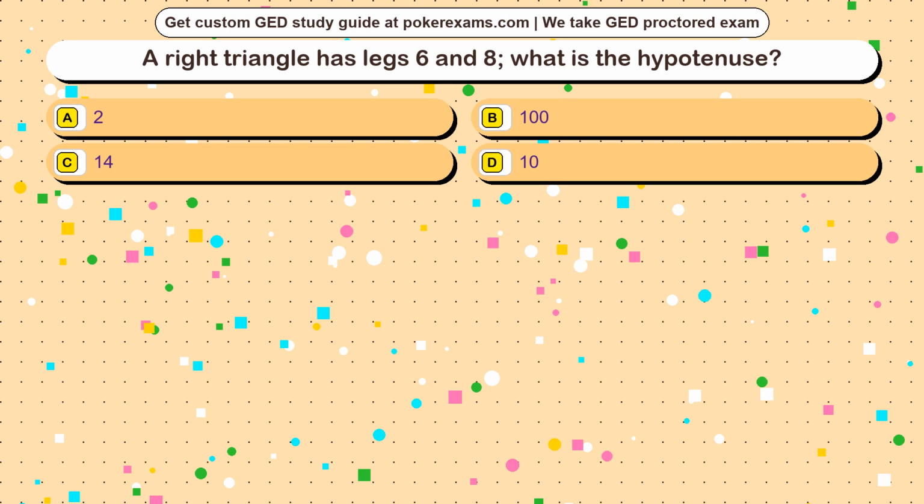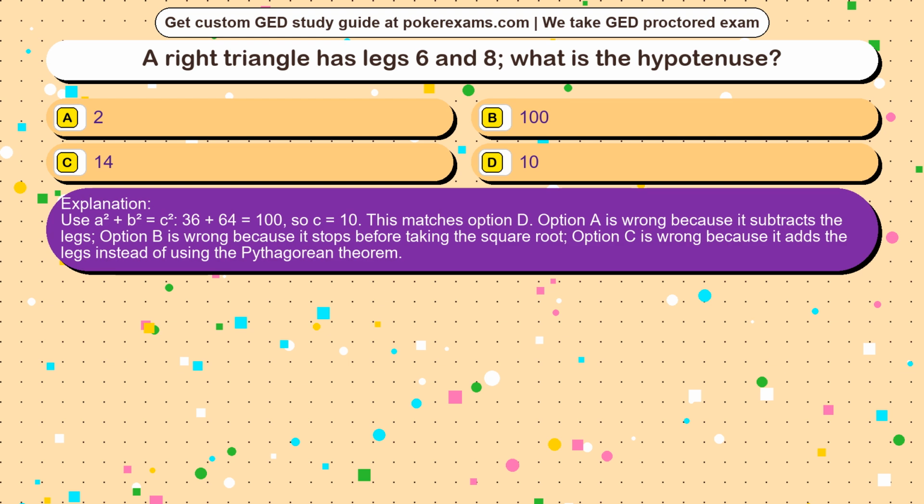The correct answer is option D. Use a squared plus b squared equals c squared. 36 plus 64 equals 100, so c equals 10. This matches option D. Option A is wrong because it subtracts the legs. Option B is wrong because it stops before taking the square root. Option C is wrong because it adds the legs instead of using the Pythagorean theorem.